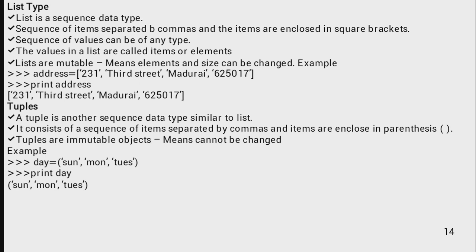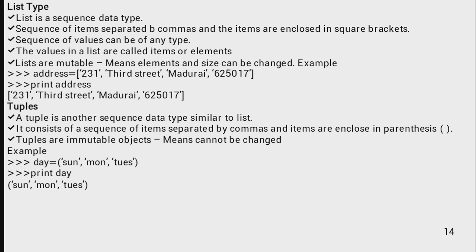Next one, list data type. List is a sequence data type. It is a sequence of items separated by commas and the items are enclosed in square brackets. The sequence of values can be of any type. The values in a list are called items or elements. Lists are mutable data types. That means elements and size can be changed.